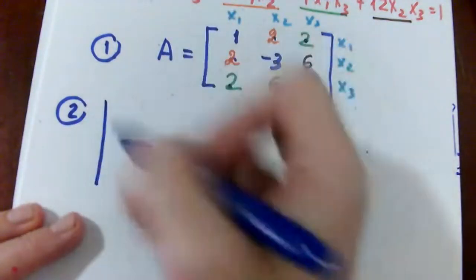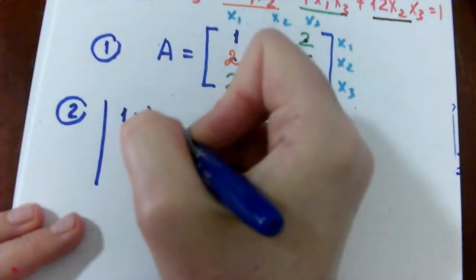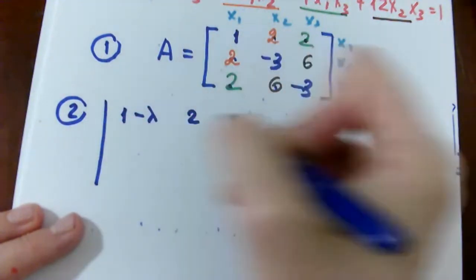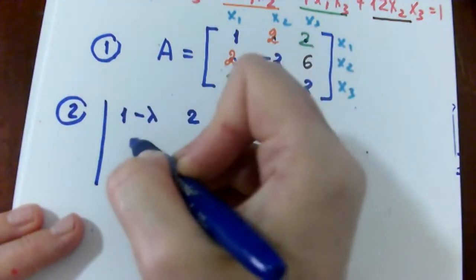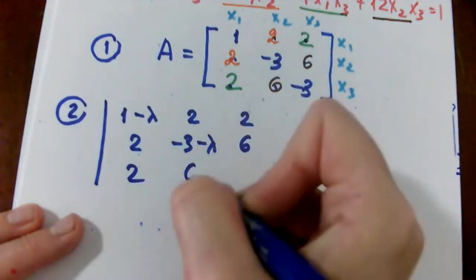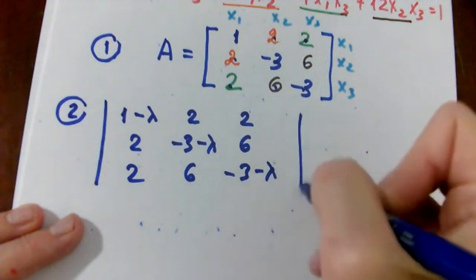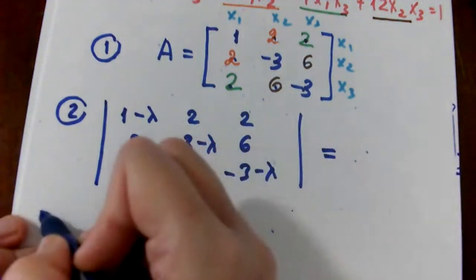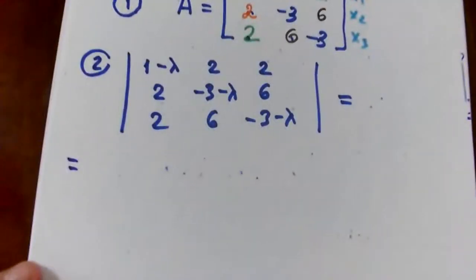All you need to do, the start is very easy. You need to subtract lambdas from the diagonal elements as usual: 1 minus lambda, 2, 2; 2, minus 3 minus lambda, 6; 2, 6, minus 3 minus lambda. And you need to set it equal to 0, but I'm going to do that at the very end.